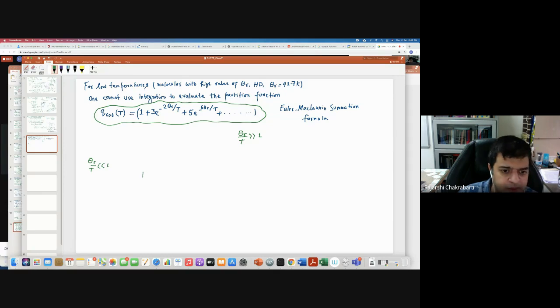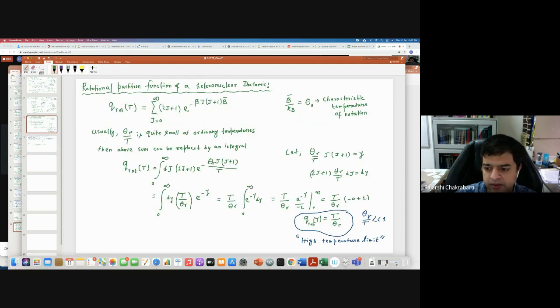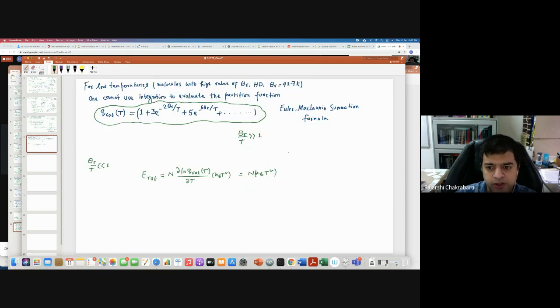I know what will be the E rotation. You know, it is N d ln q rot by dT at constant volume, into kB T square, isn't it? What will be the answer? N kB T square times the derivative. And you know that the expression is T by theta r. So you have to take a log of that, no?